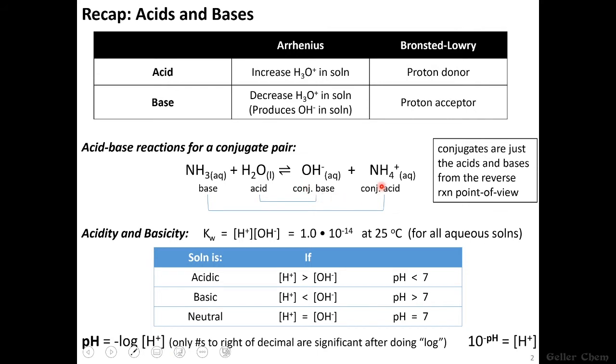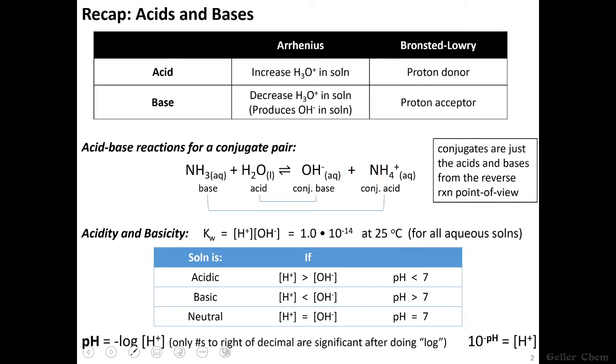Now, we call these products the conjugate acid-base pair, and that's because an equilibrium is reached. And when we think about the reverse reaction that occurs, each of these behaves like an acid and a base. And we can see NH4+ behaves like an acid. It gives away its proton to form NH3. OH- takes that proton to form H2O. In other words, OH- is acting like a base. So we call this the conjugate acid and this the conjugate base.